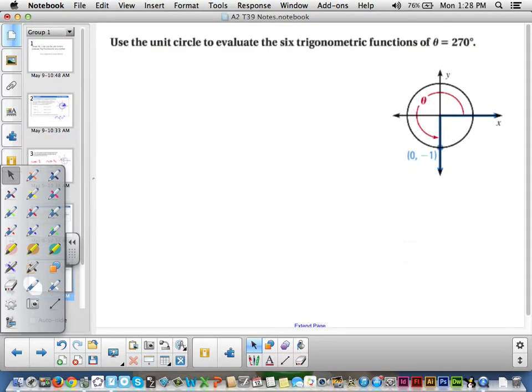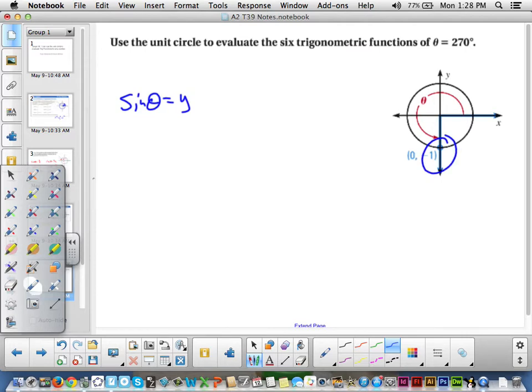So here we have a 270-degree angle, and we want to find the 6 trig ratios. Now, if we remember, sine of theta was opposite over hypotenuse. Opposite was y. Hypotenuse was radius. In this case, radius is 1, so it's y over 1. So we just use the y value here. The sine of 270 degrees is negative 1. Same with cosine.